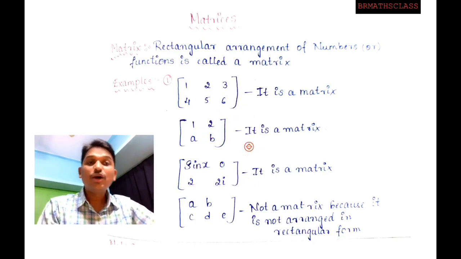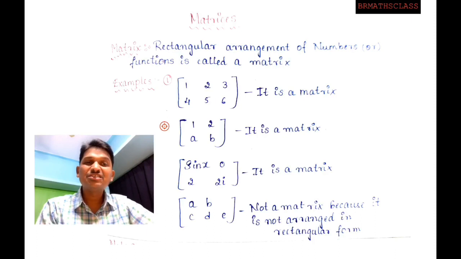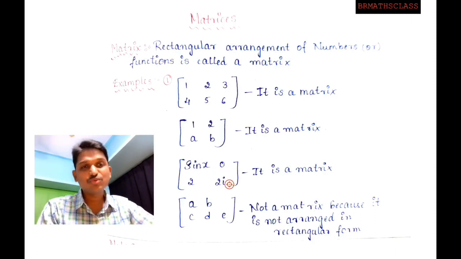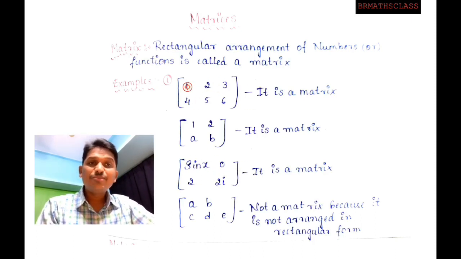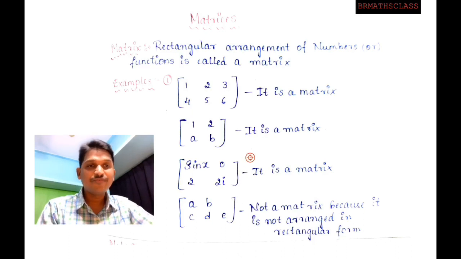Now you see this rectangular arrangement of numbers or functions. Functions means it may be trigonometric functions, whatever it is. However, I am saying these are numbers. Actually, they are constant functions. Here, is this a rectangular arrangement or not? Yes, of course, it looks like a square arrangement, but every square is a rectangle. So this is an example for a matrix.